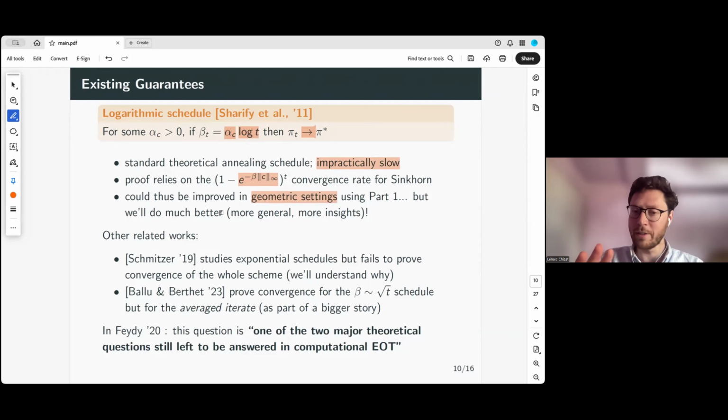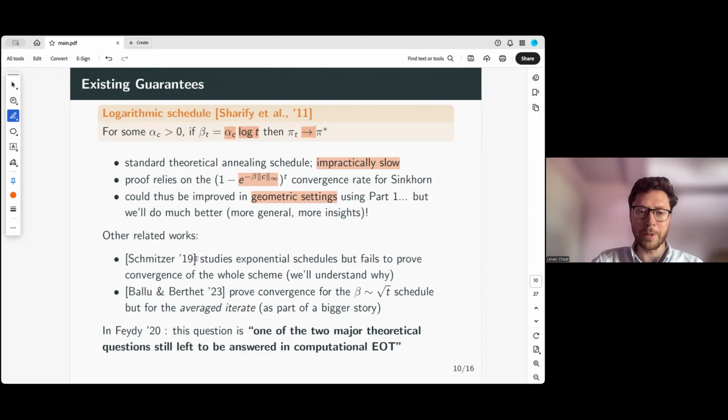We will not at all need all the assumptions that we made in the previous part, in the first part, about the geometry of the problem. And we'll get much more insights, in fact, about the behavior of annealed Sinkhorn. So I will just mention in passing two other works that have studied this problem.